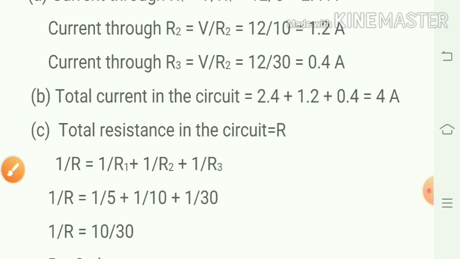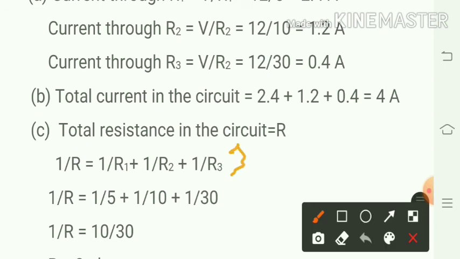Thus, the total current I becomes equal to 2.4 + 1.2 + 0.4. It becomes equal to 4 ampere.